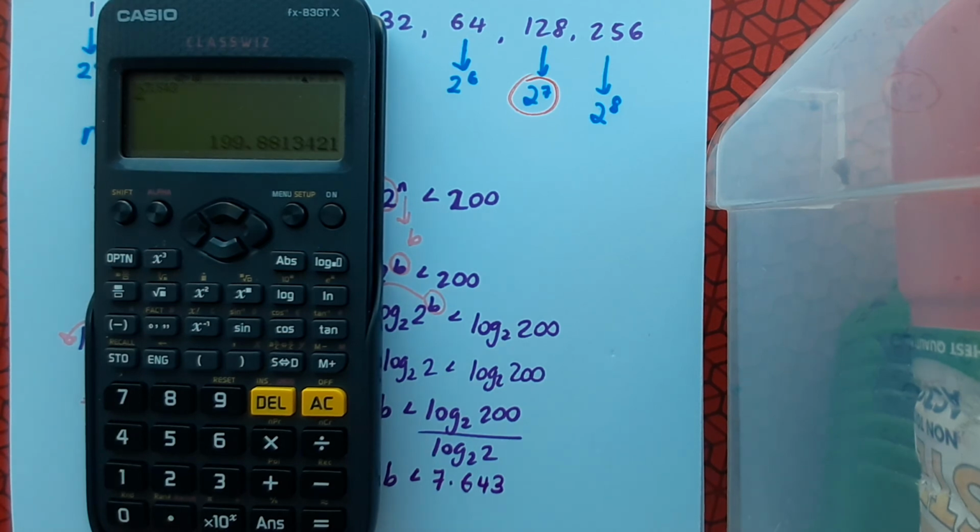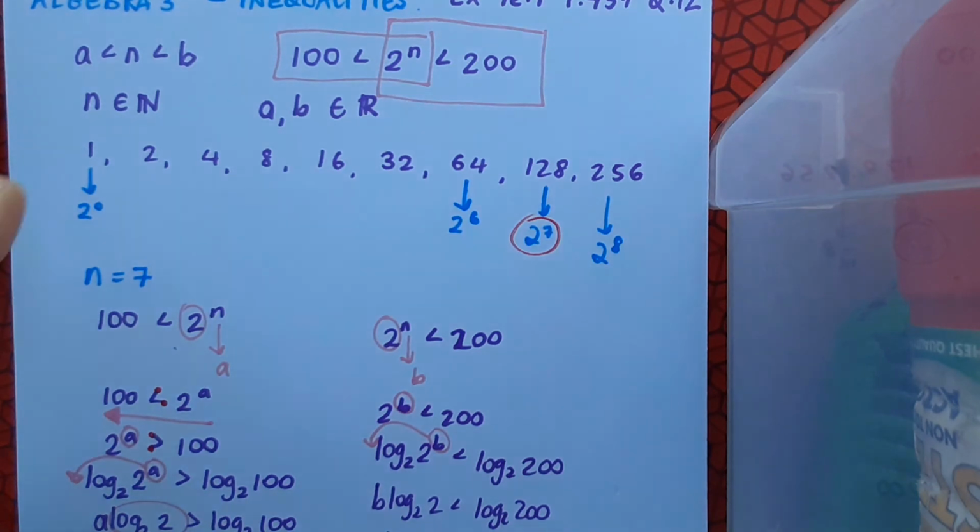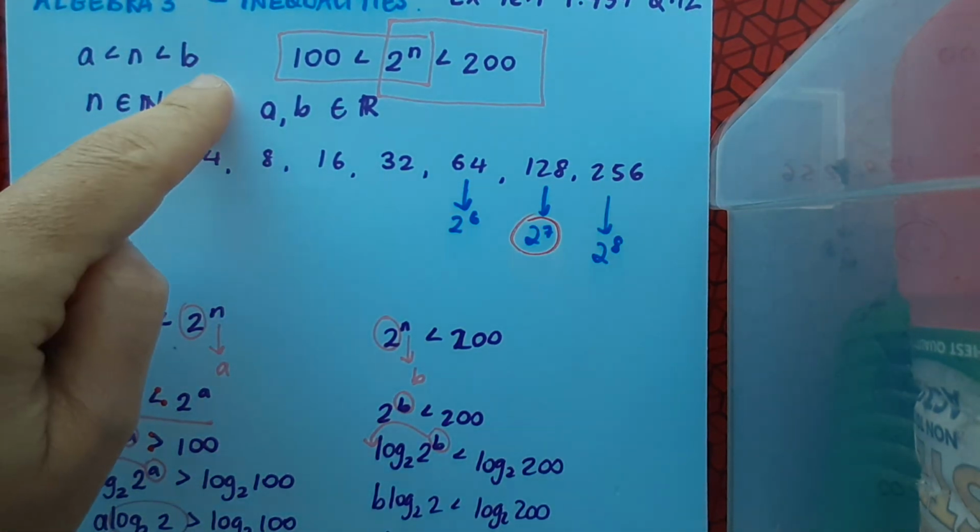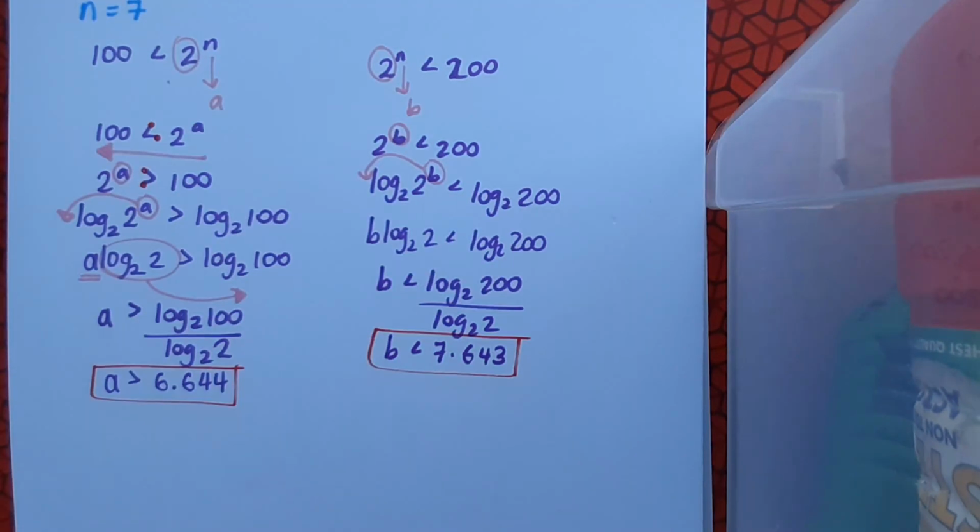Just as a matter of curiosity, if I had rounded up to 7.644, let's just see what would have happened. In that case, I would have gotten 2 to the power of 7.644. And that brings me in at 200.0199. So actually I'm over the 200 there, and I don't want that to happen. So they were asking me in the original question for a and b where n had to be between these two values. So I'm going to write that now as n having to be between those.